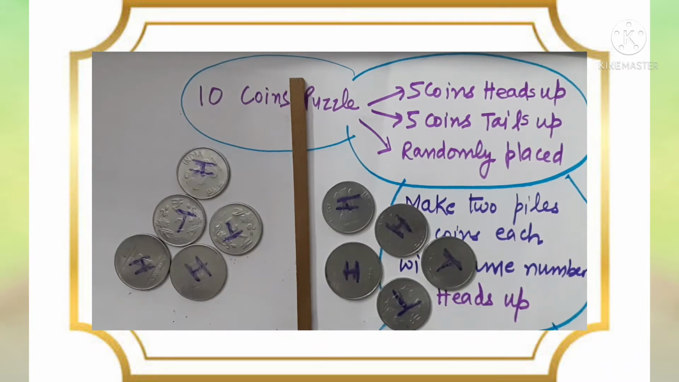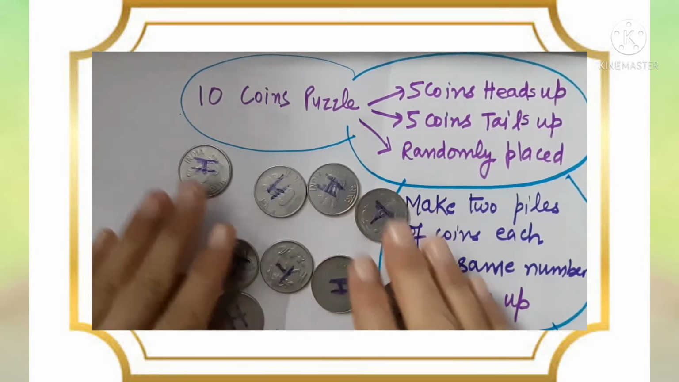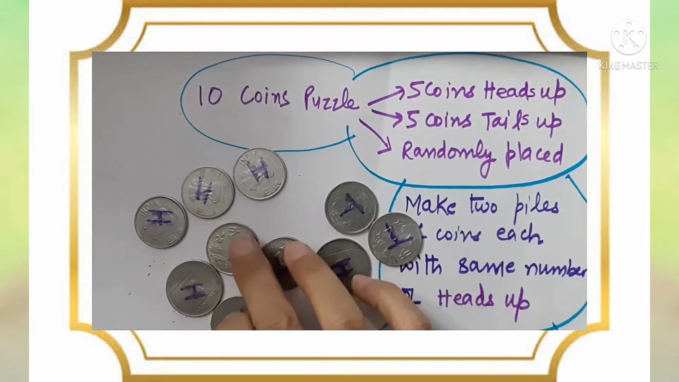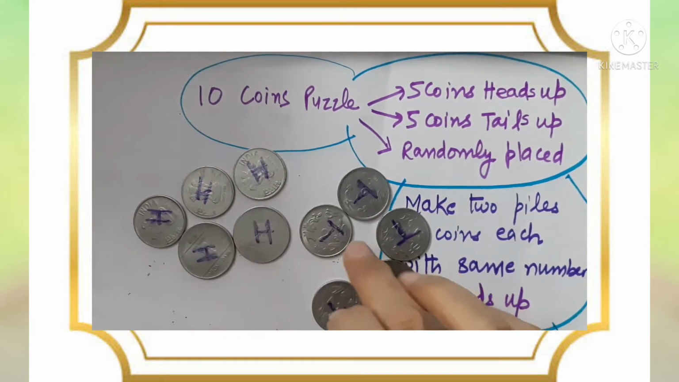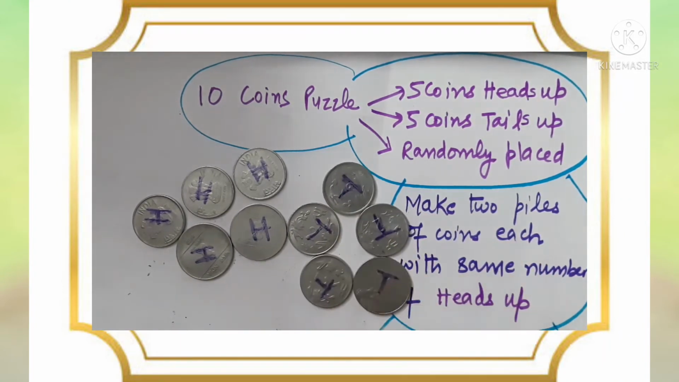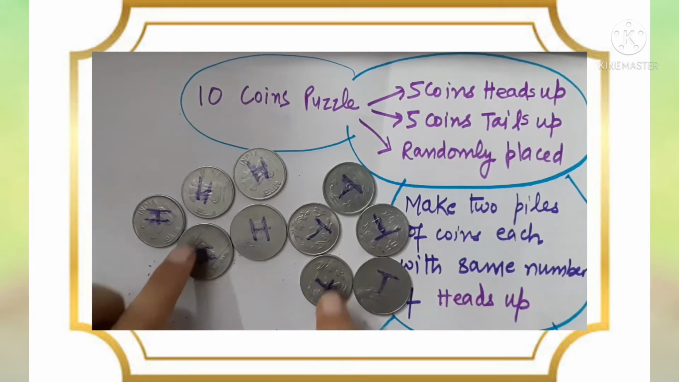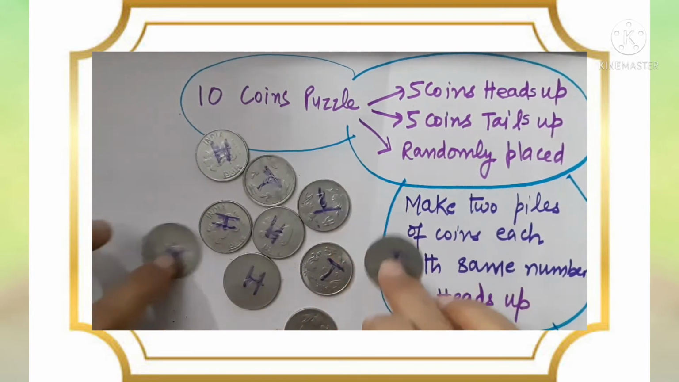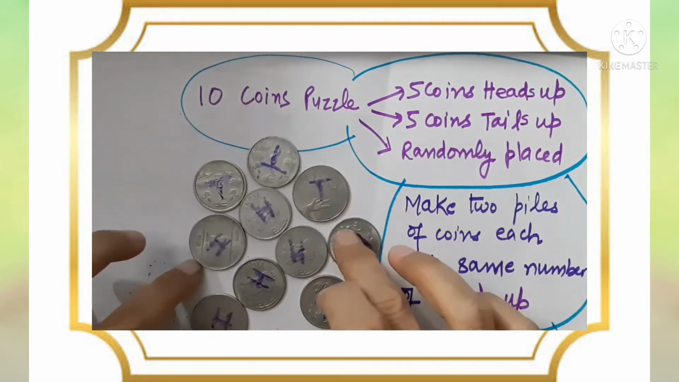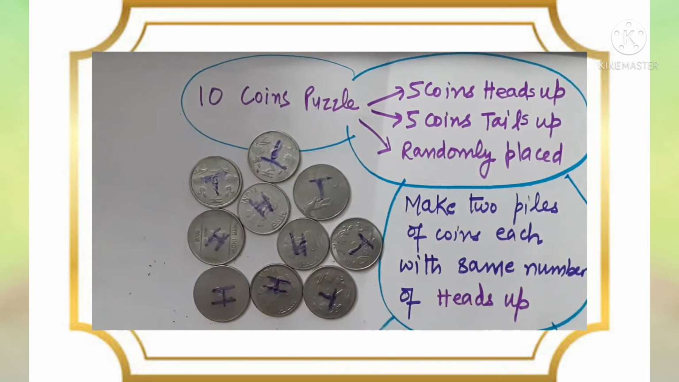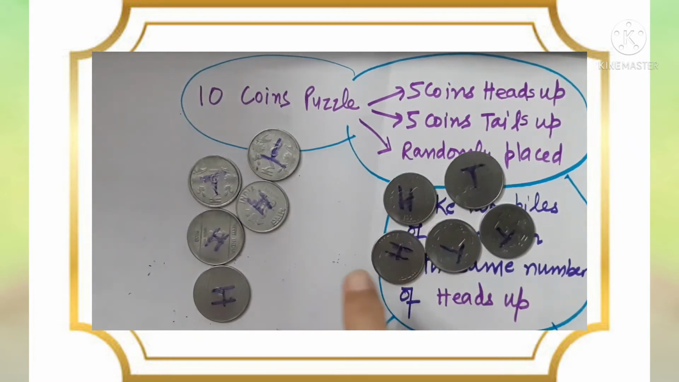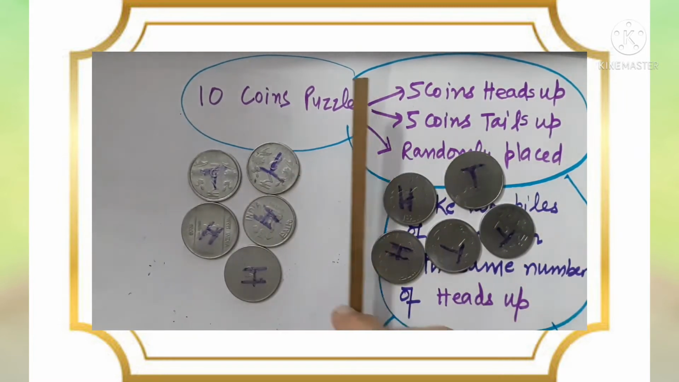Okay, let us do it one more time. First we check that there are 10 coins, in which 5 coins are heads up and 5 coins are tails up. Then we mix them up. Now we make 2 piles randomly: 1, 2, 3, 4, 5, and this is the second pile.